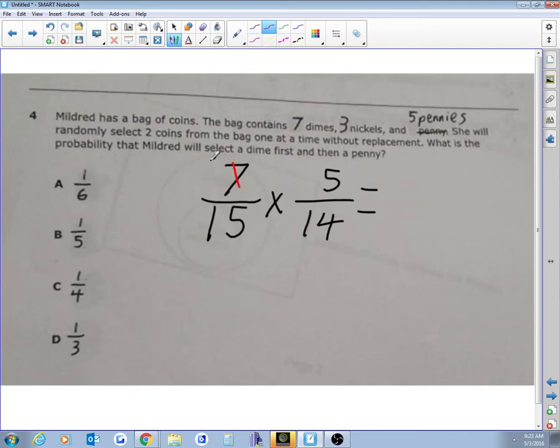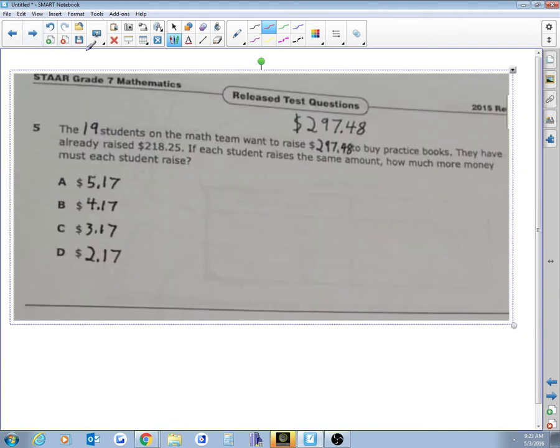Divide by 7 is 1, divide by 7 is 2, divide by 5 is 3, divide by 5 is 1. You get 1/6. 1 times 1 is 1, 3 times 2 is 6. 1/6 chance of selecting a dime and then a penny without replacement. If it was with replacement, it would be 5 out of 15, but we're not replacing, so it goes down to 14. Compound probability, multiply.